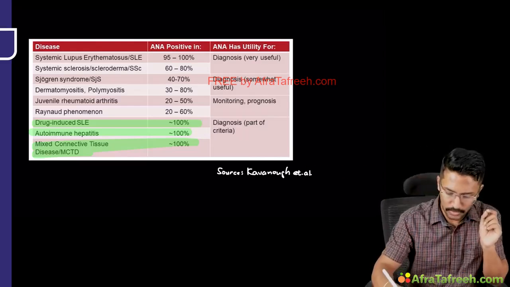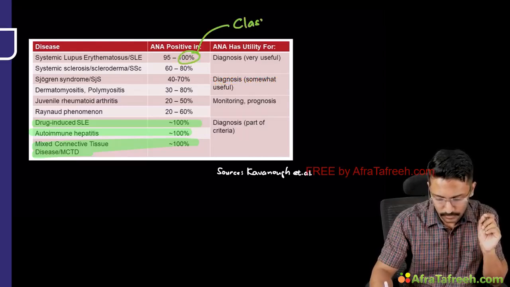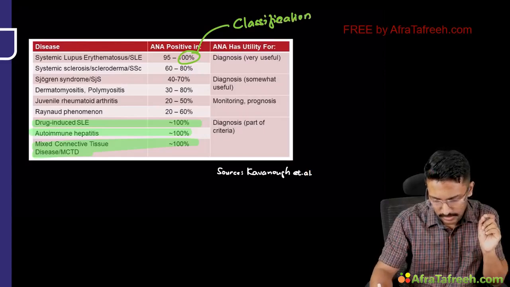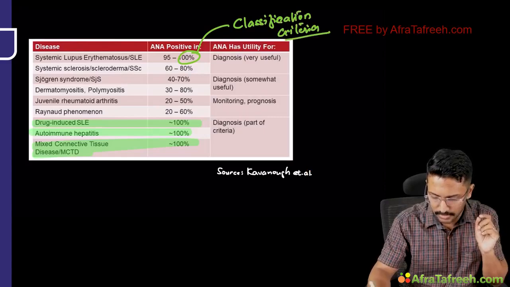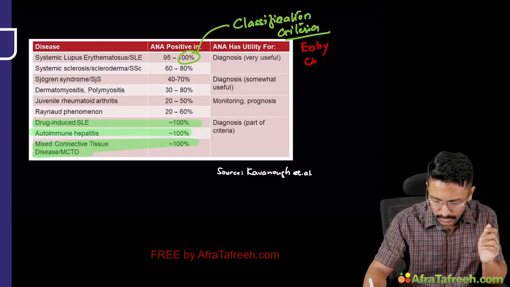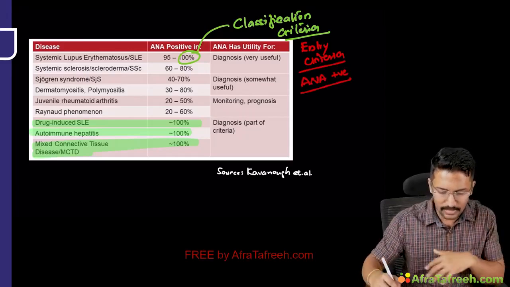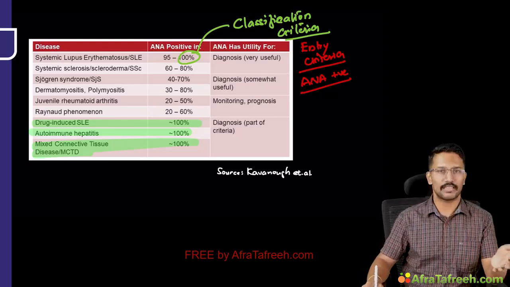And if you are following the classification criteria for SLE, if the SLE is diagnosed based on the classification criteria, then obviously it will be 100% positive, because the classification criteria that we currently follow introduces an entry criteria, right? What is the entry criteria we are talking about? The entry criteria is ANA positivity. So without the ANA positivity, we are not considering the case for classification as SLE.